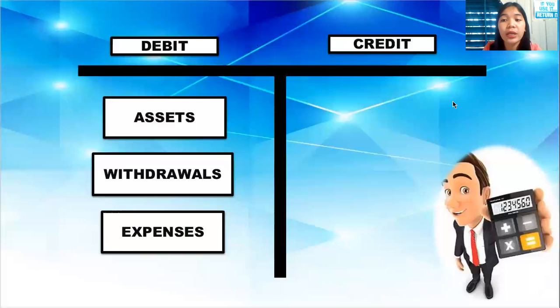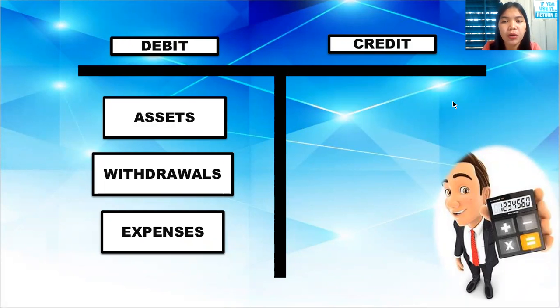If you are going to increase your asset, you will put the number on the debit side. But if you decrease an asset, that is on the credit side. Okay, if you increase the withdrawals and you increase the expenses, that is on the debit side. If you decrease these three, you are going to write it on the credit side.